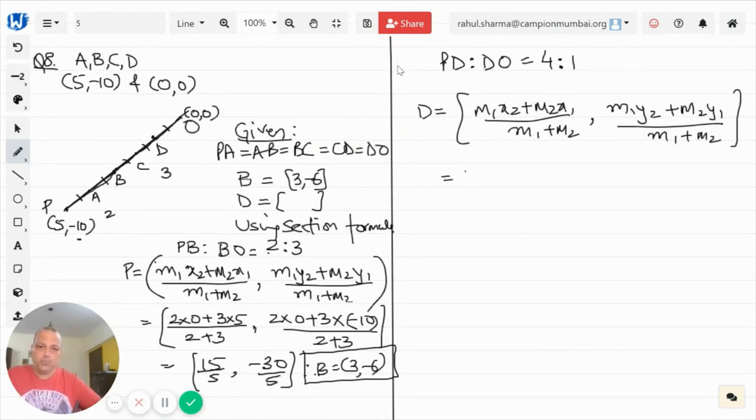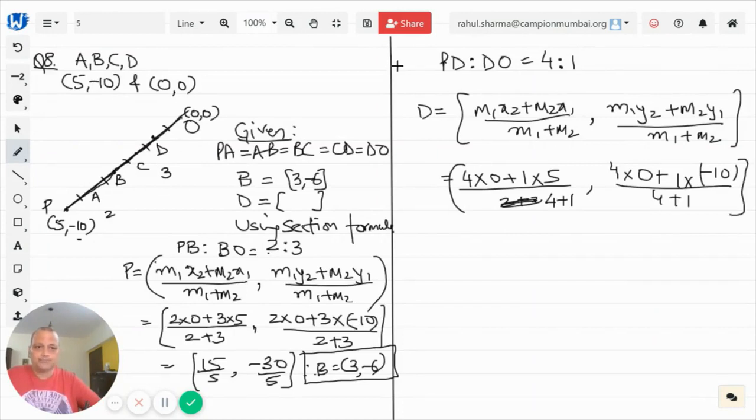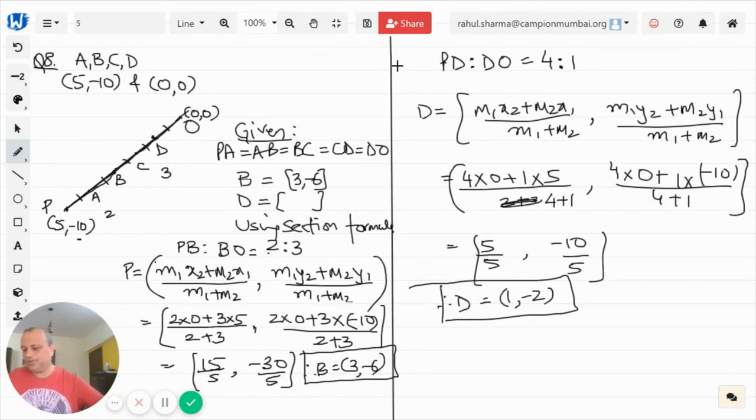Let's substitute values. M1 is 4, X2 is 0, M2 is 1, X1 is 5 upon, not 2 plus 3, 4 plus 1, my mistake. And here M1 is 4, Y2 is 0, M2 is 1, Y1 is -10, and this is 4 plus 1. This is 0 and 5 upon 5, and this is 0, -10 upon 5, which means therefore D is equal to 1, comma, -2. So this is the coordinate of D. Let's see if anything else they want. Find the coordinates of B and D. We figured out the coordinates of B and D.